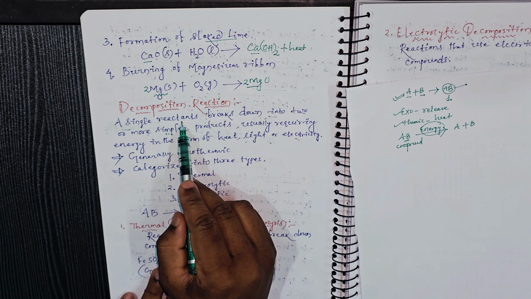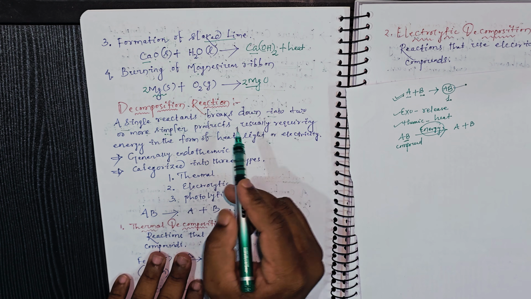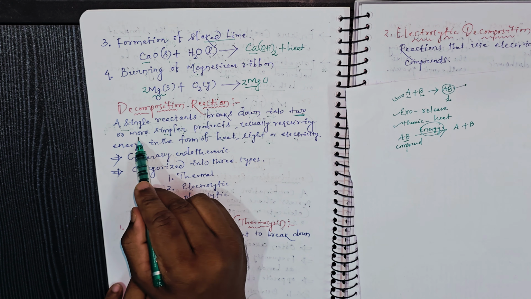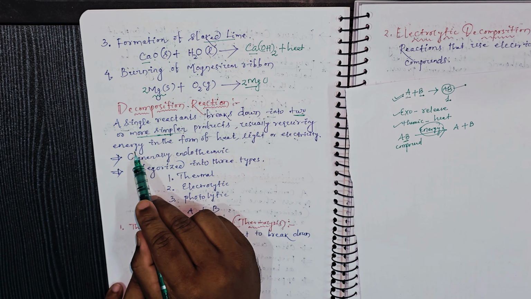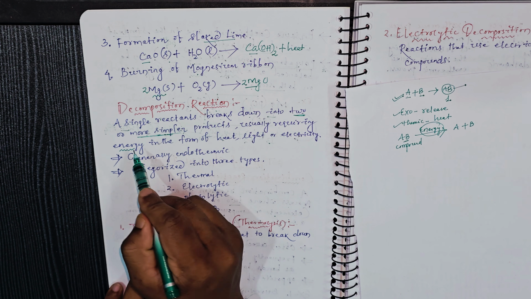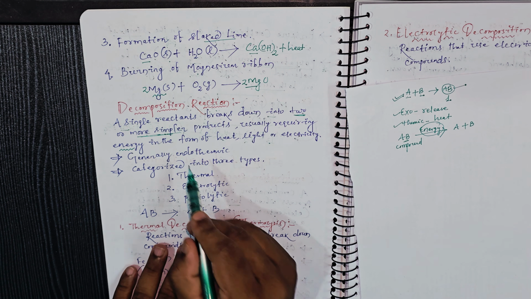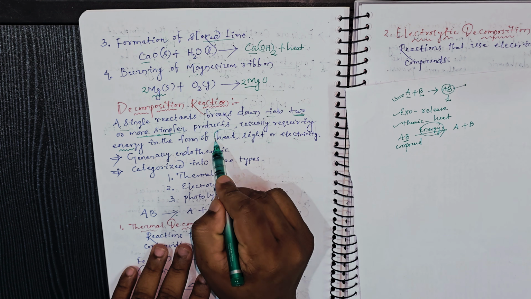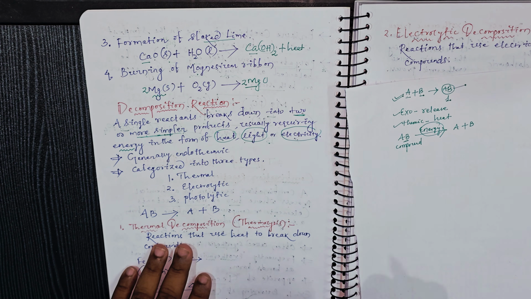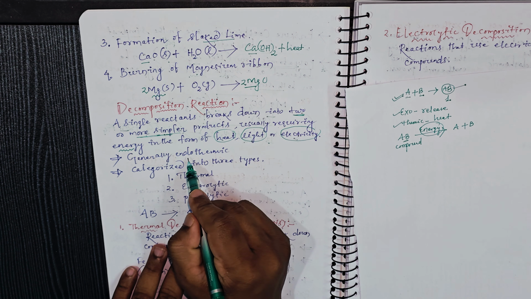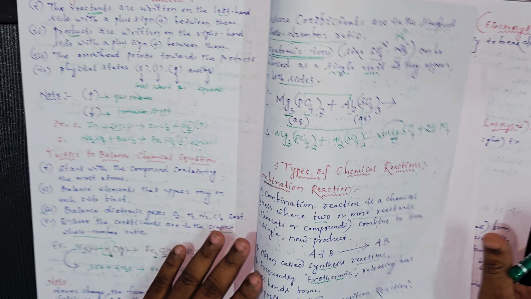A single reactant breaks down into two or more simpler products, usually requiring energy, because if you want to break something, some amount of energy must be required. That energy could be in the form of heat, light, or even electricity. And generally it is endothermic by nature. If you remember, we discussed it.